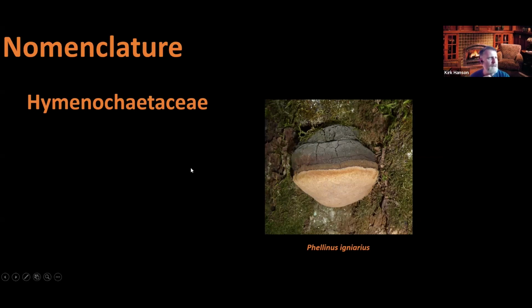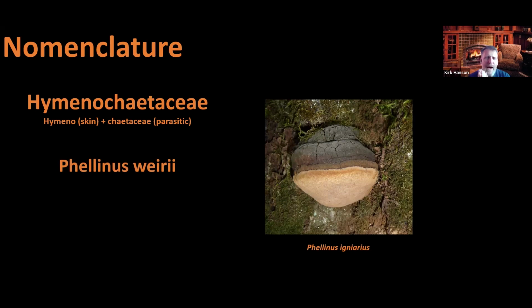Hymenochaetaceae is an interesting Latin word to break down. Hymeno means skin, and the second part means parasitic, because the vast majority of the species within the family are saprophytic. That means that they feed primarily on dead or dying wood, hence the Latin for parasitic. I'm not entirely sure what the hymeno refers to, but probably the hard skin around the conks that typically form on trees that these particular fungi produce.